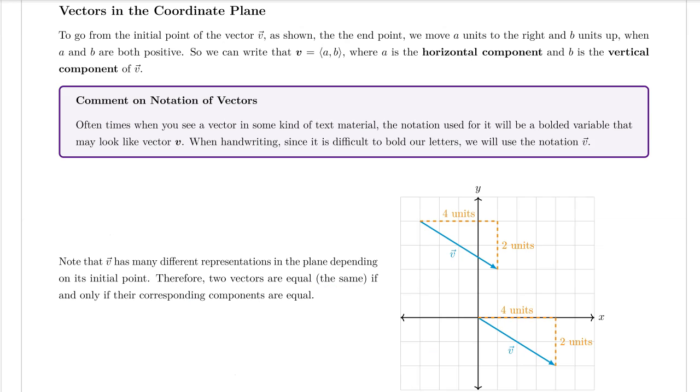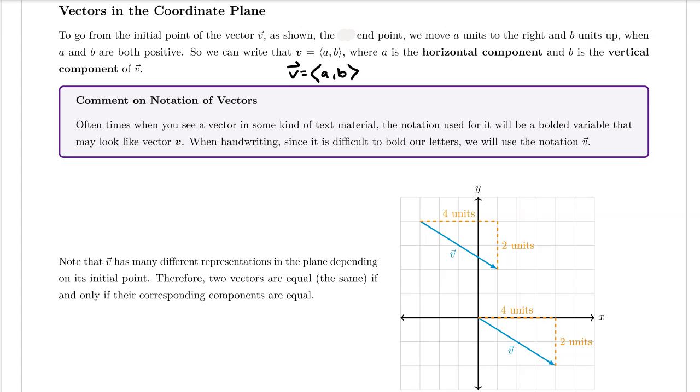Let's talk about vectors on the xy plane or the coordinate plane. To go from the initial point of the vector v as shown to the end point, we move a units to the right and b units up when a and b are both positive. So we can write that vector v is equal to ⟨a, b⟩. Notice that we're using these pointy brackets. We don't want to use parentheses because that might be mixed up as an ordered pair, so that's why we use these pointy brackets. And a is the horizontal component and b is the vertical component of v.